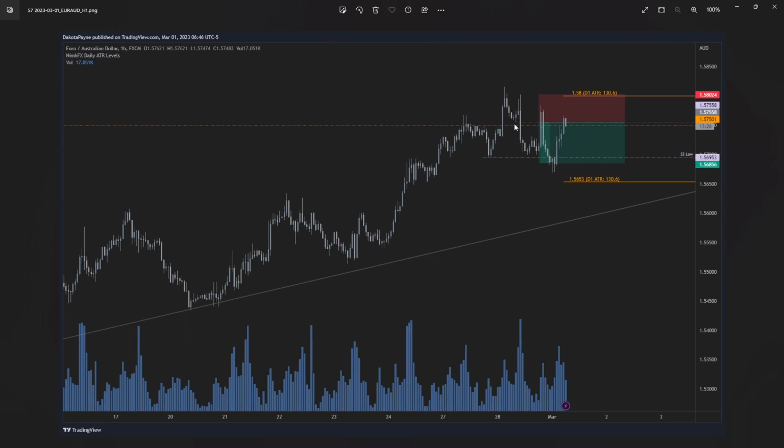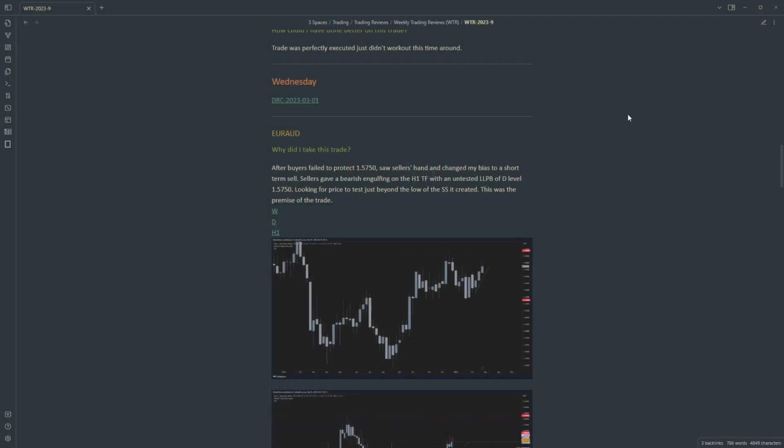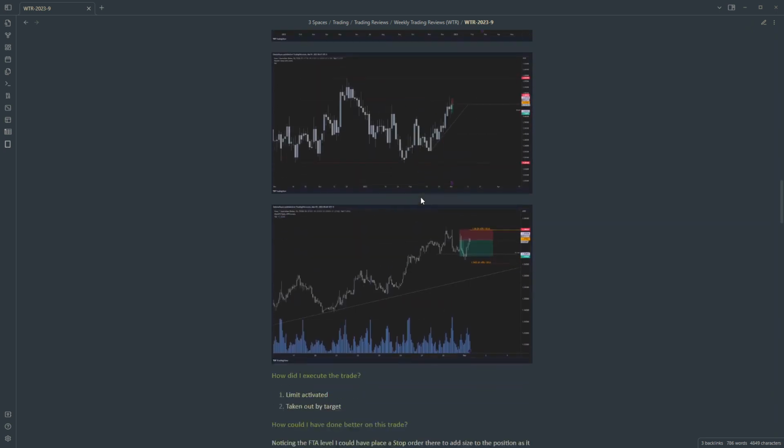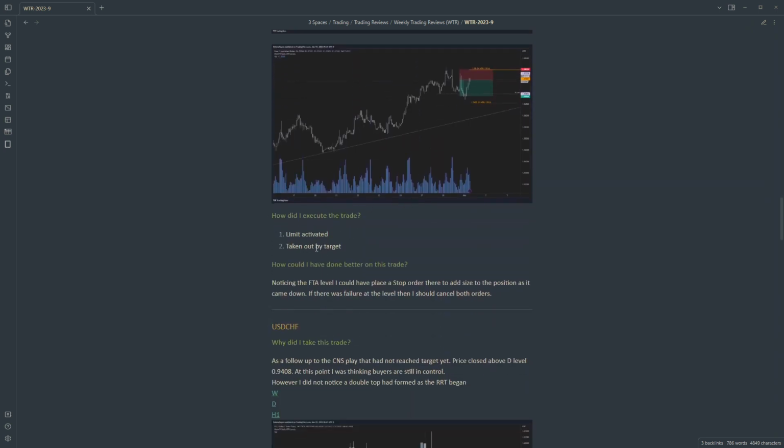So this was that actual trade here. After that buy didn't work out, I saw this engulfing candle and looked for short-term sells, just to the low of a shooting star that I saw on the daily time frame. This is how it was executed: I set a limit at this previous low, just above the daily level, and then price came up, activated it, and we see price hit targets just below that shooting star. Limit activated, then taken out by target.